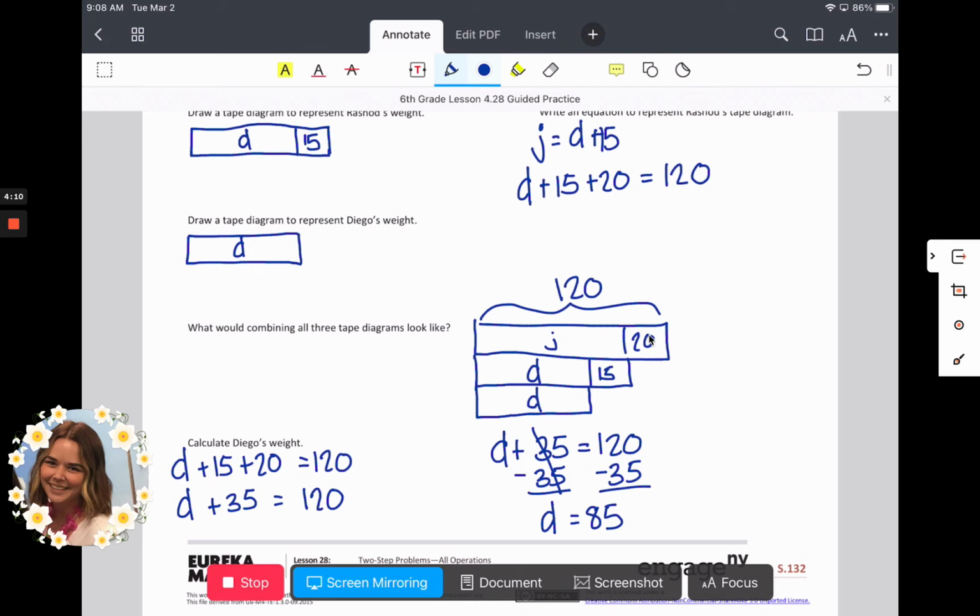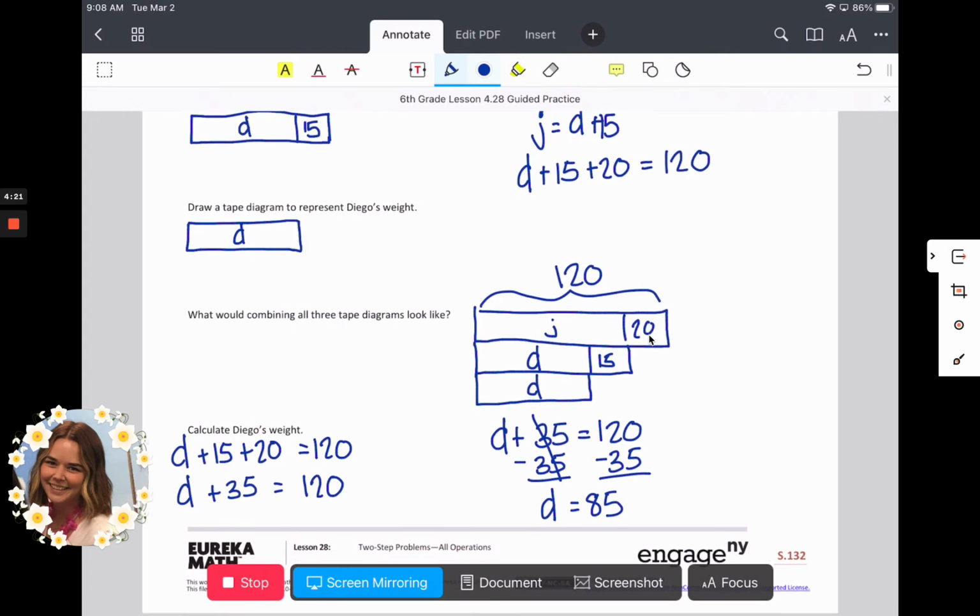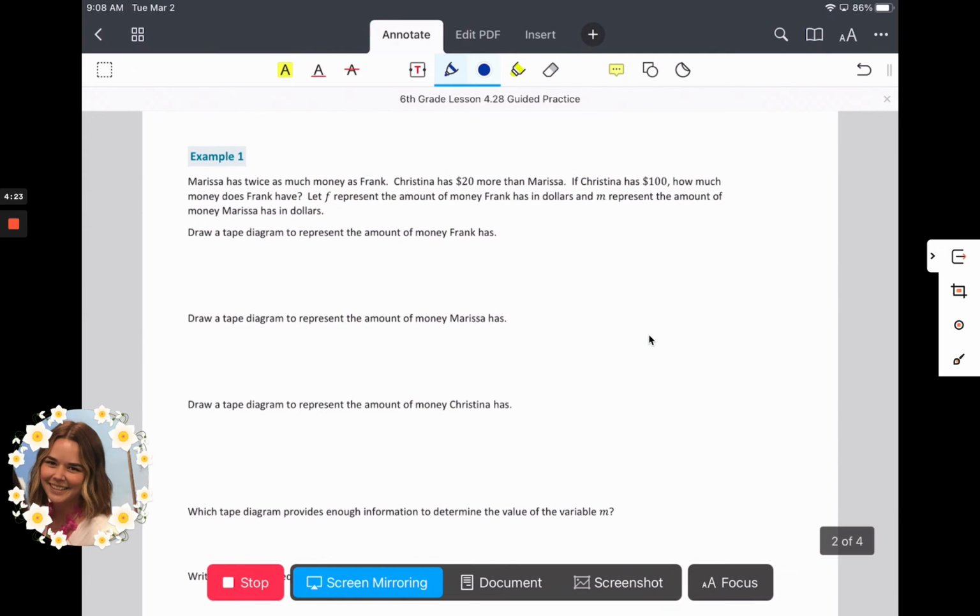And to check, we could plug this back into the equations and we'd be left with a true statement. So D is equal to 85. So let's take a look at our next example.